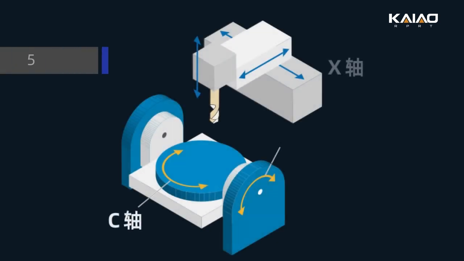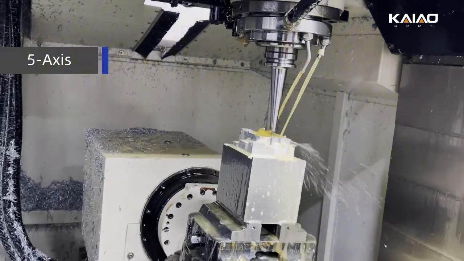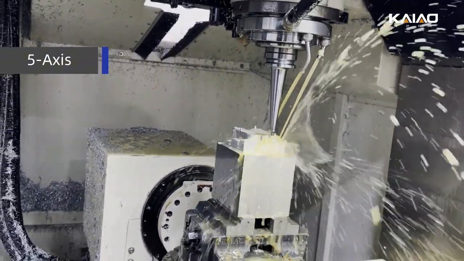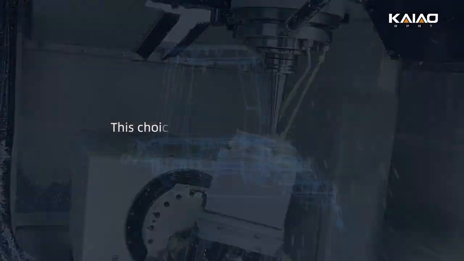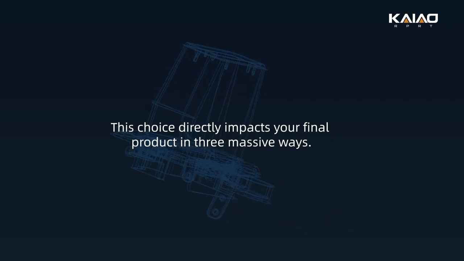5-axis machining, however, gives the machine a wrist. It adds two rotational axes. Now, the tool can tilt and carve from almost any angle. The part stays put, and the machine gracefully dances around it to get the job done in one single setup. As a designer, this choice directly impacts your final product in 3 massive ways.